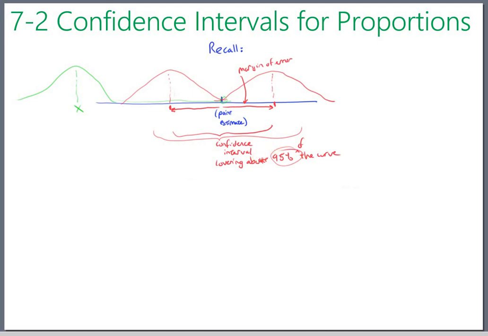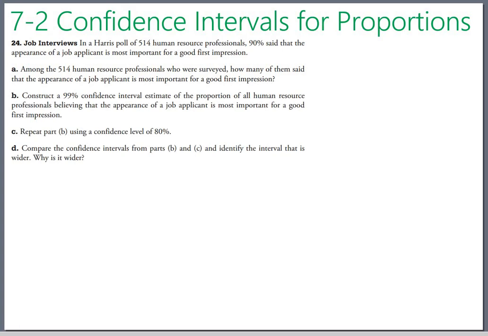Okay, so let's take a look at a homework problem now. Let's maybe go ahead and look at number 24. It's similar to other ones that you'll be doing on the homework. Again, this is real. Anytime they cite their source here, this is real information. So somebody took a poll of 514 HR people, and of those 514, 90% of them said that appearance is the most important thing in making a good first impression.